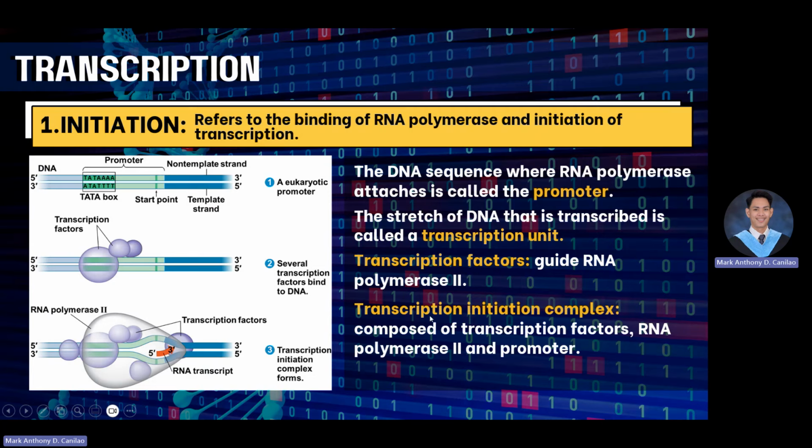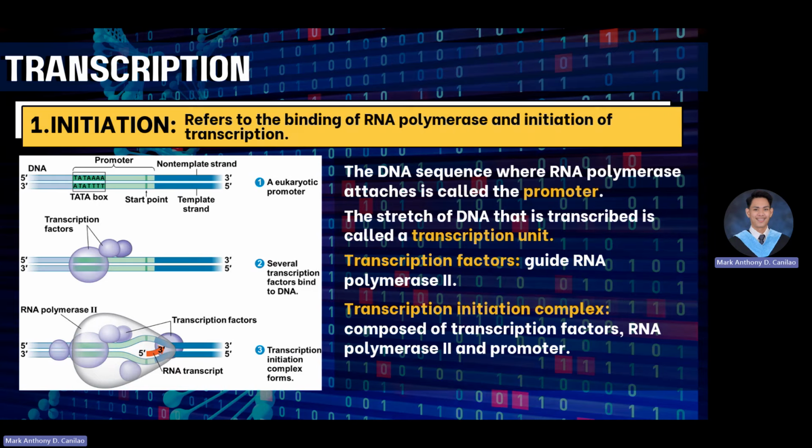Again, the transcription initiation complex is just a congregation of the transcription factor, which is a protein, RNA polymerase, and the promoter site in the initiation phase. If you have to remember one thing, in the initiation phase we form a transcription initiation complex wherein RNA polymerase, with the help of the transcription factor, will bind to the promoter site, to be specific, the TATA box. So that is what happens in the initiation.